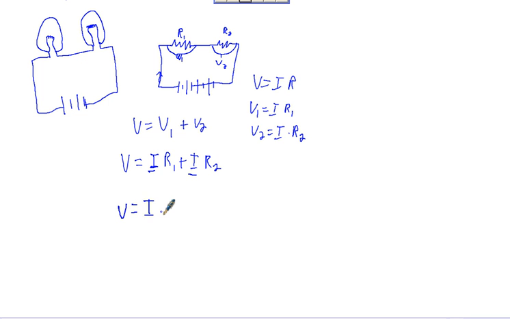So as it turns out, to get the actual V equals IR of the system, all we have to do is add the two R's together. Whatever the ohms, like if this is 7 ohms and this is 3 ohms, then we would say V equals I times 10.